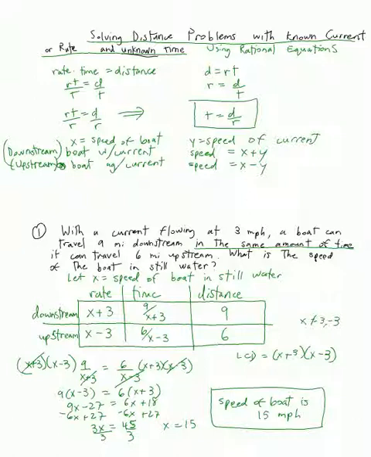All right, let's try another one. The speed of a boat in still water is 10 miles per hour. If the boat can travel 9 miles downstream in the same amount of time it can travel 6 miles upstream, find the speed of the current. Notice in this problem, they give us the speed of the boat and they want the speed of the current. We're going to start by letting y equal the speed of the current. You don't have to use x and y the way I do. I just like to use x for the object that's moving and y for the current. So let's let y equal the speed of the current.